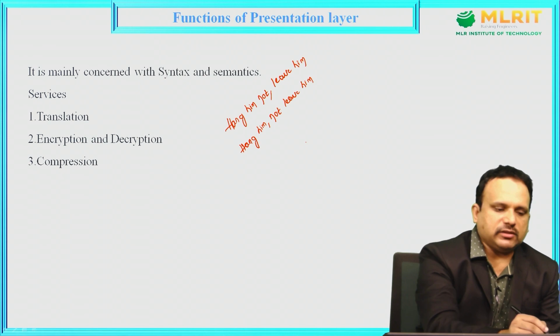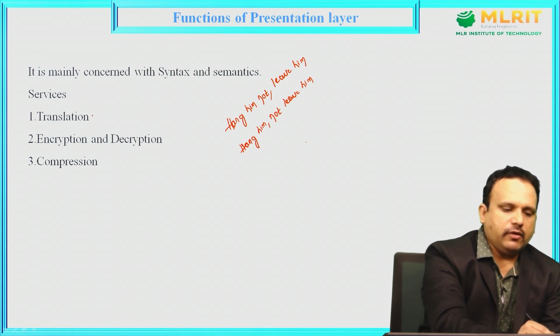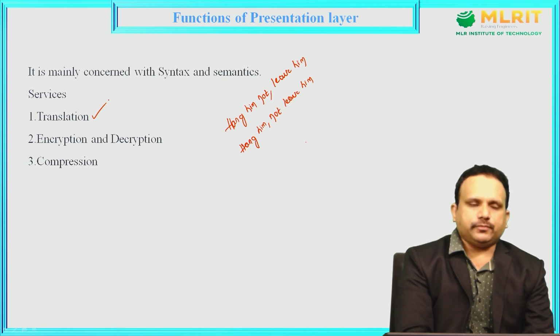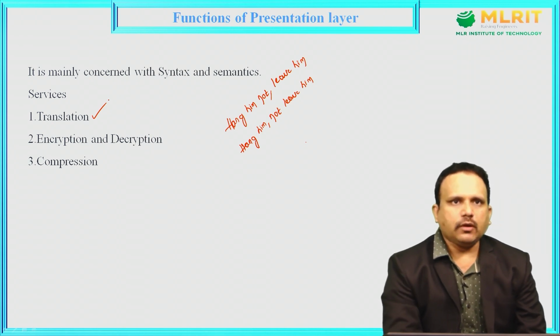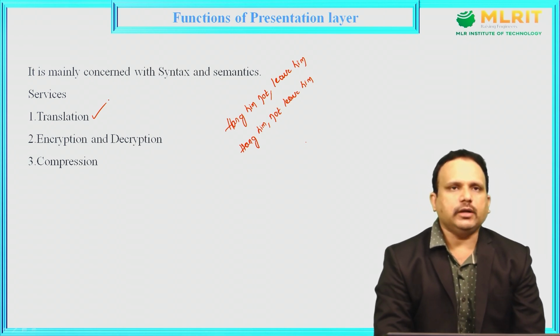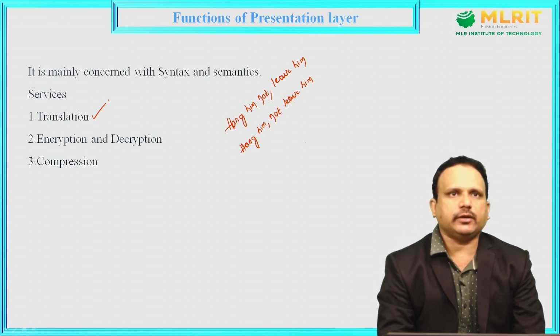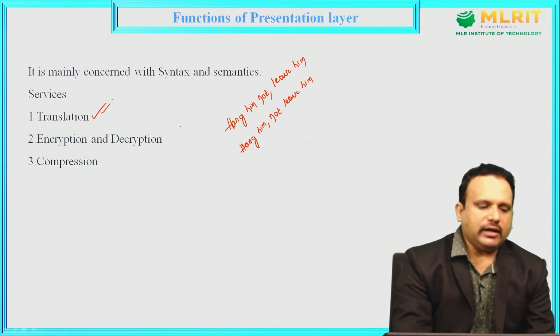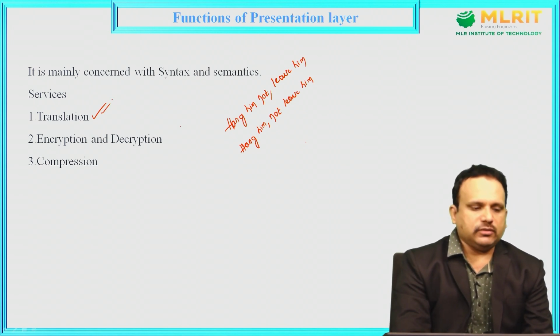Coming to the particular services regarding the presentation layer, one of the main services is translation, right. So whenever the data that you are supposed to transmit, that particular data must be translated into the system understandable language. So that is what we call it as a translation. And encryption and decryption, that is a second service.